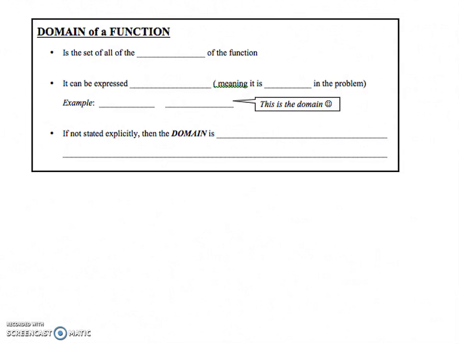The next examples introduce domain of a function. We've got a little vocab. Domain is the set of all of the inputs of the function. These are the values that we're plugging in. Typically, these are our x values. It can be expressed explicitly. And what that means is that it's given in the problem, like they tell you what the domain is.